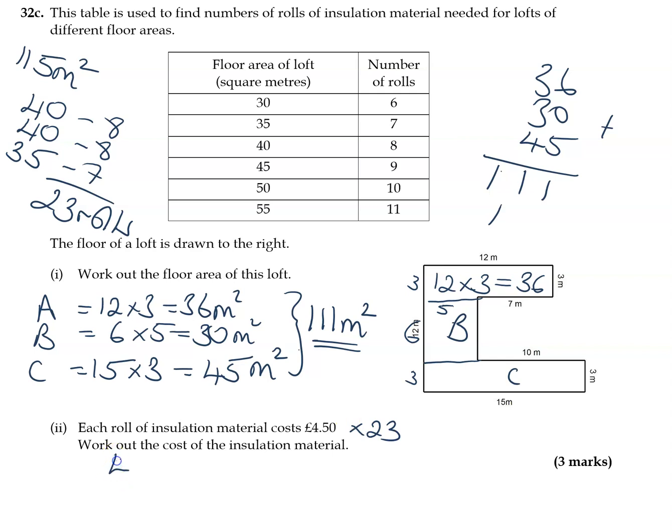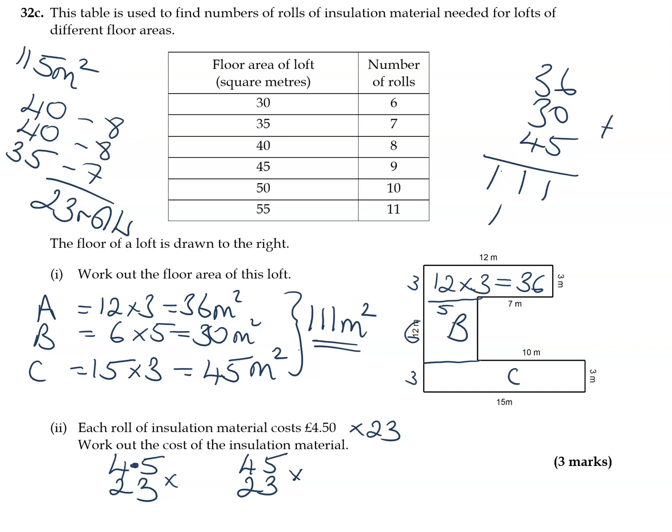So £4.50 or 4.5 times 23. Now again, if I was doing this personally, I would do 45 times 23 and then sort the decimal point out at the end, because I've multiplied this by 10. I would divide by 10. But as I said, there are lots of ways of doing this one. 45 times 23.